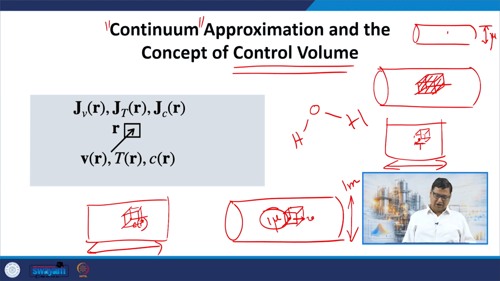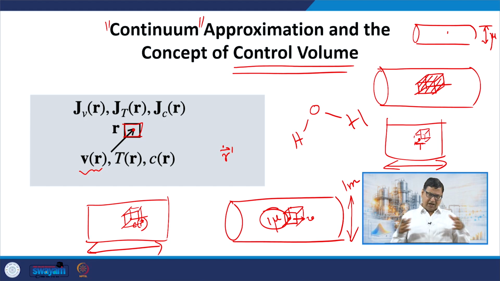So, now what we can define is, for a particular point in my system, let us say the point is having a position, at that particular point I can define the velocity, which is a function of position. If I look at some other point r prime, then the velocity will be the velocity of r prime at that point. And I can also define the temperature and the concentration. That is how we typically define the velocity, temperature and concentration, which are position dependent.